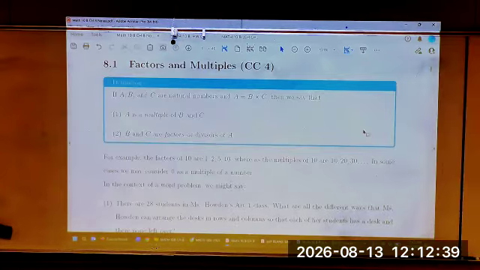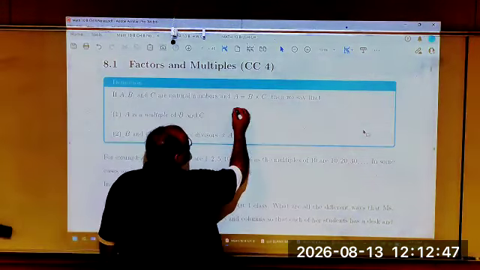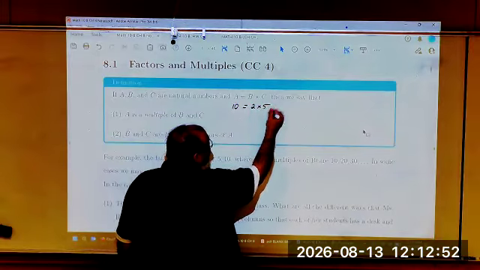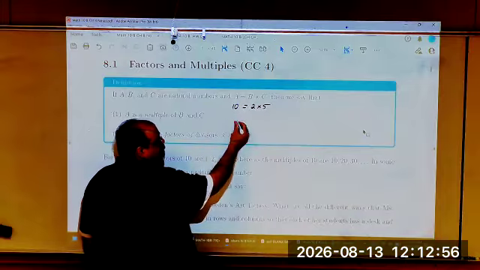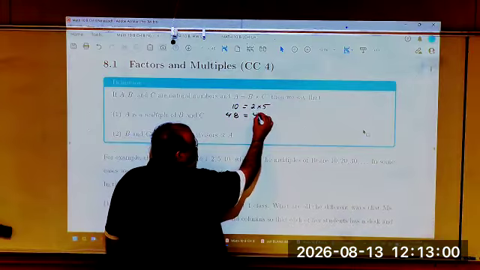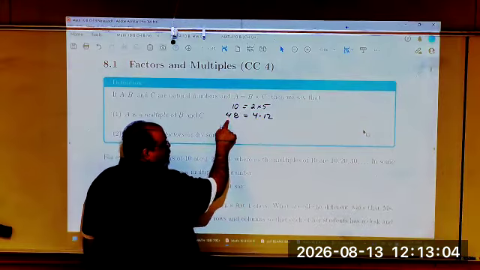A is the multiple. So 10 is a multiple of 2 and 5. Ten is equal to 2 times 5. So 10 is the multiple. 48 is equal to 4 times 12. So 48 is the multiple.